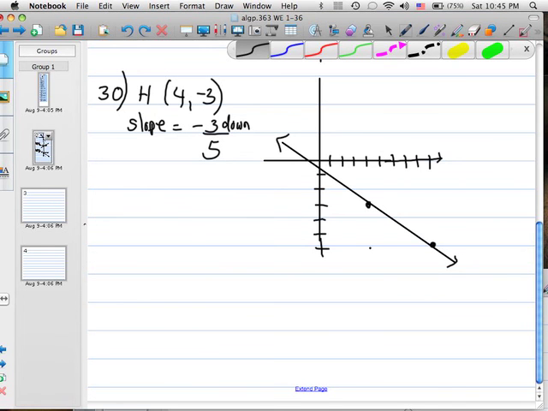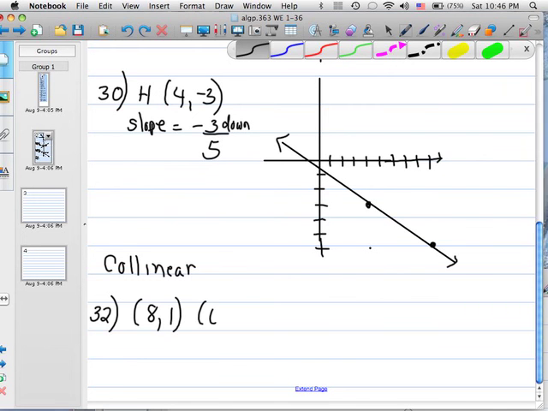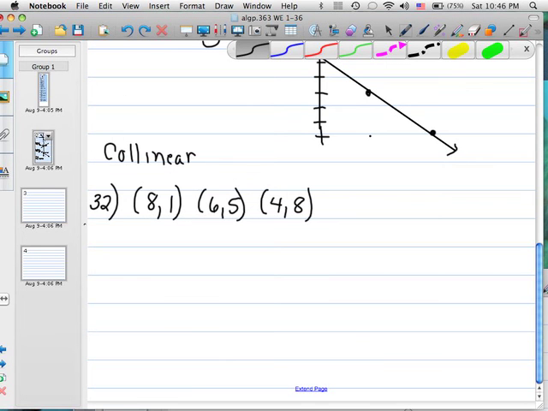And then the last set of problems, 31 through 36, they're talking about points that, if they lie in the same line, are called collinear. And if the points are on the same line, then the slopes have to be the same. So they're going to give us 3 or 4 points in these problems, and we're trying to determine, without actually putting the points on the coordinate plane, whether they're on the same line. So all we have to do is check the slopes.